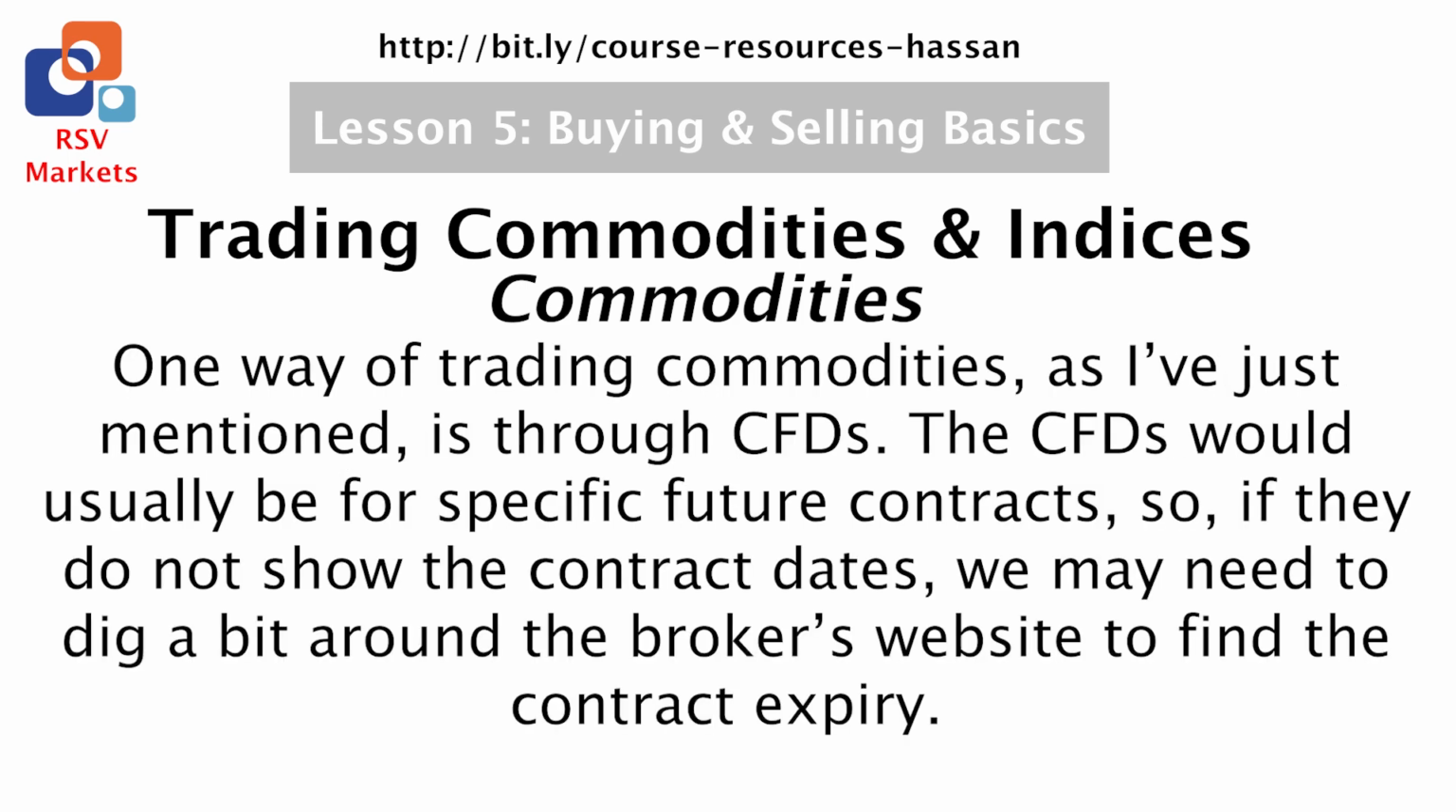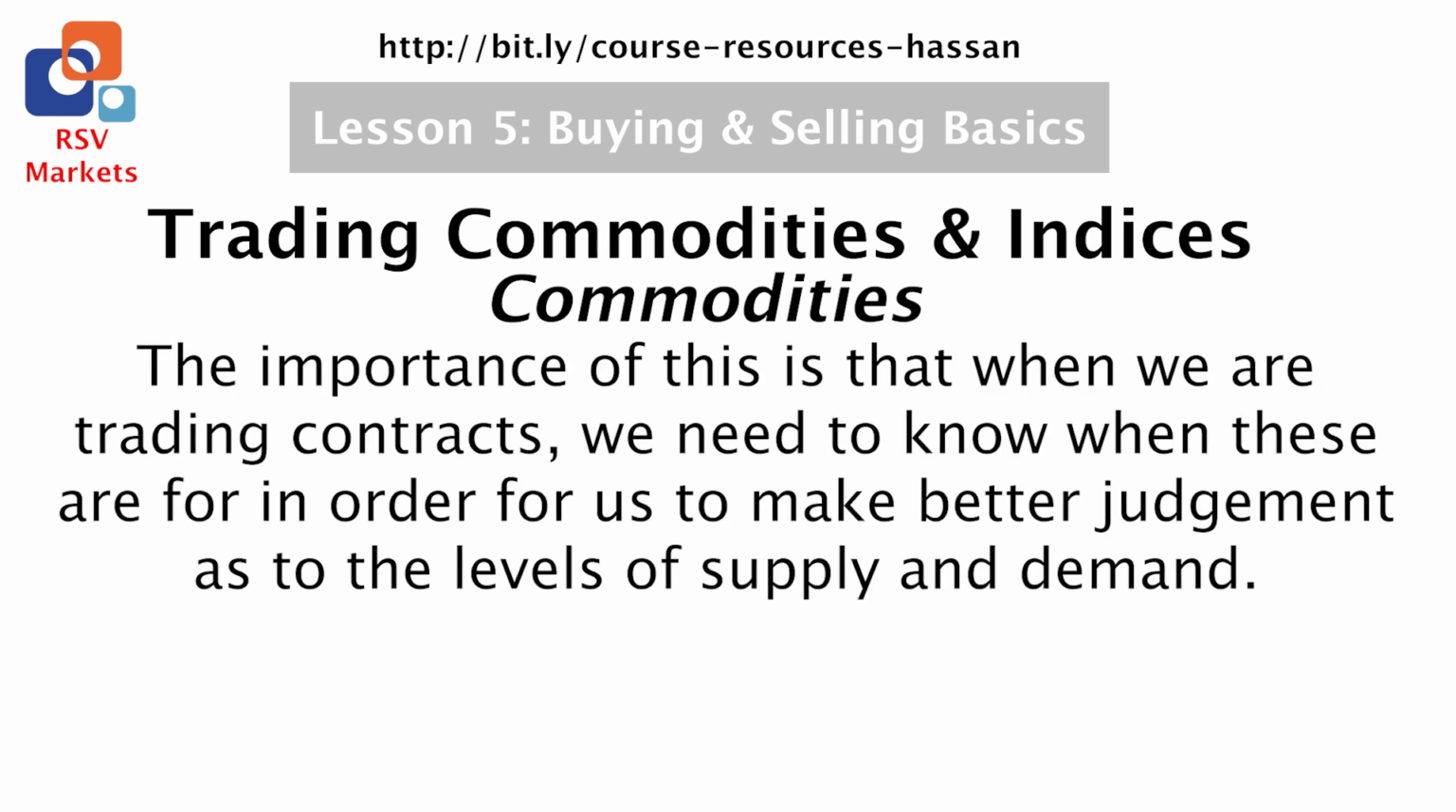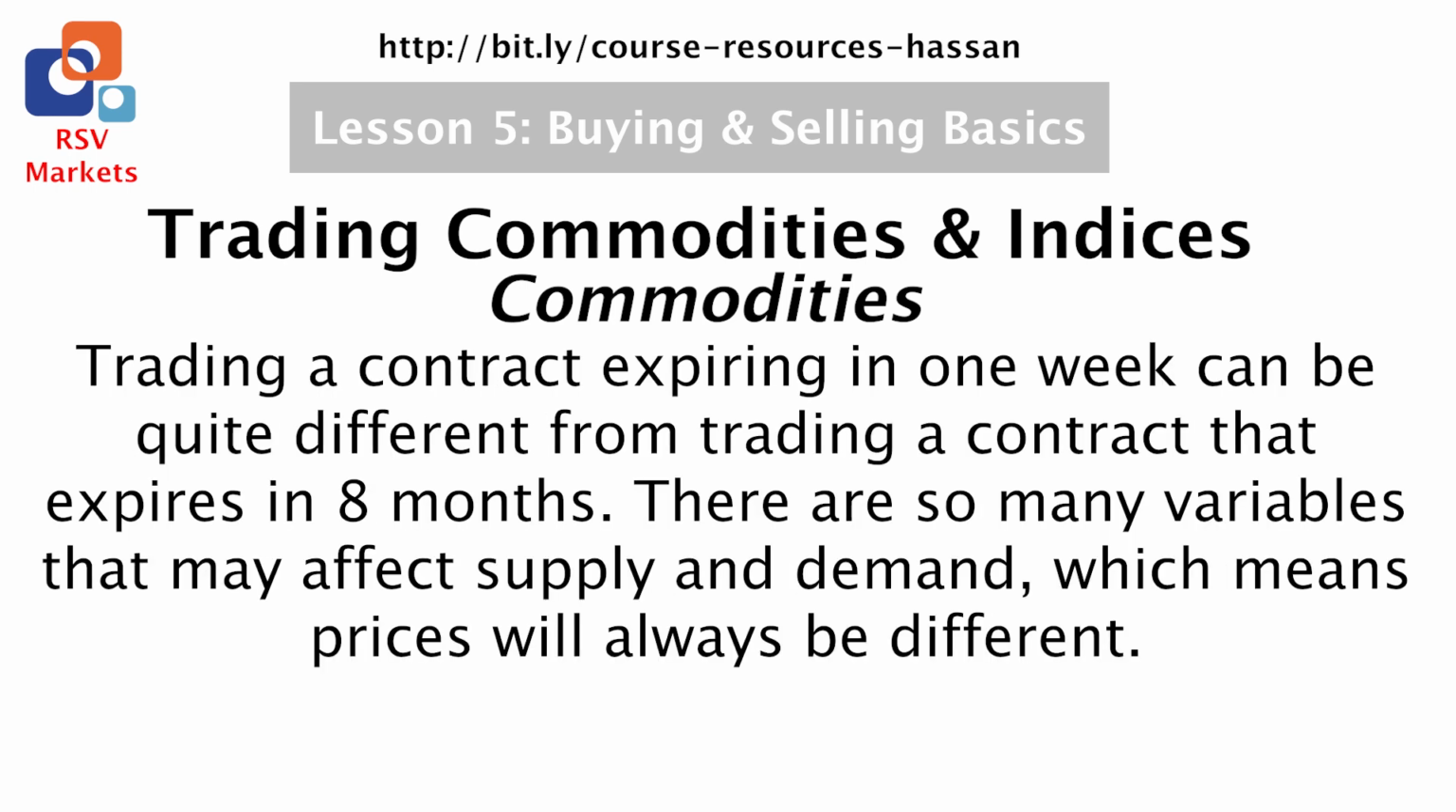One way of trading commodities, as I've just mentioned, is through CFDs. The CFDs would usually be for specific future contracts, so if they do not show the contract dates, we may need to dig a bit around the broker's website to find the contract expiry. The importance of this is that when we are trading contracts, we need to know when these are for in order for us to make better judgment as to the levels of supply and demand. Trading a contract expiring in 1 week can be quite different from trading a contract that expires in 8 months. There are so many variables that may affect supply and demand, which means prices will always be different.